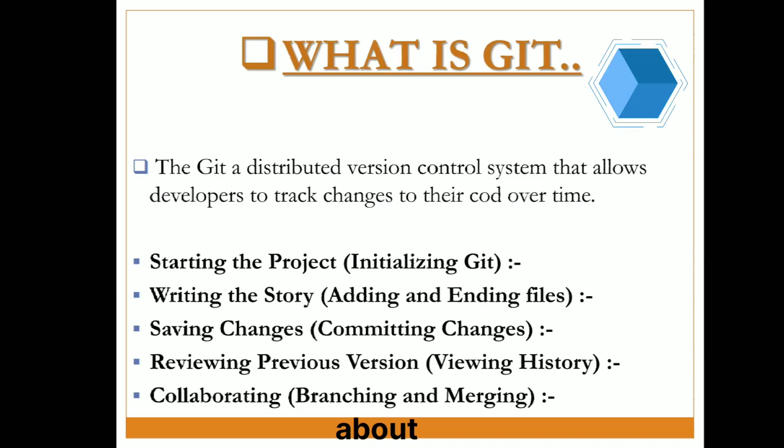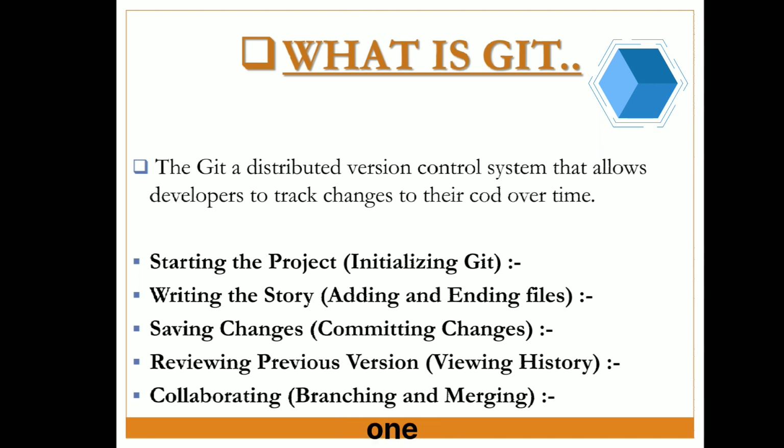So now let's talk about what is Git. Git is a distributed version control system that allows developers to track changes in their code over time. So now let's understand Git step by step. The first one is starting the project: initialize Git. You can start by getting this magical notebook, Git, and opening it up. It is like initializing a Git repository.